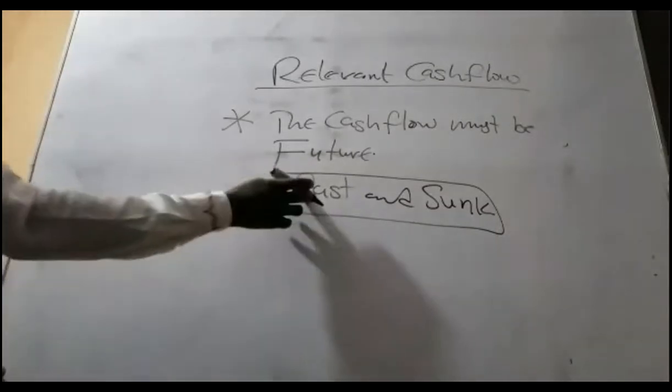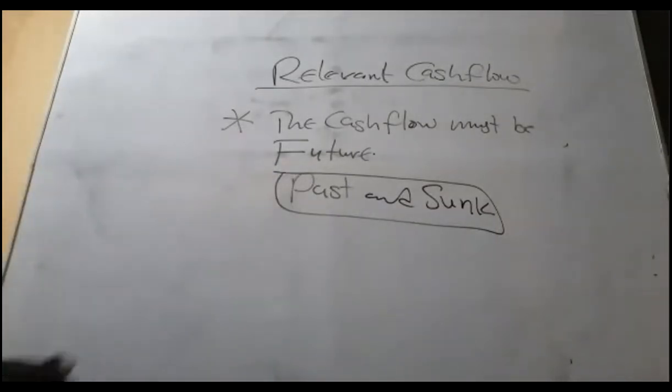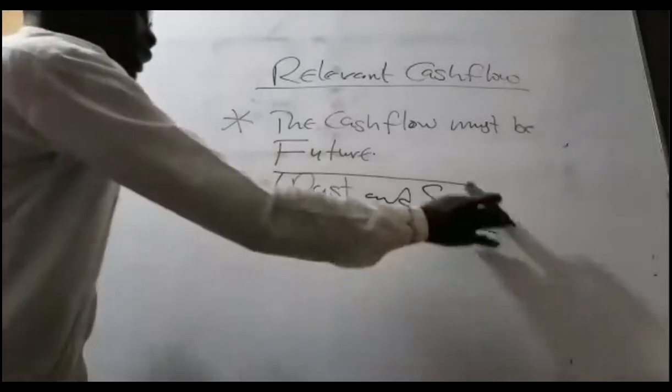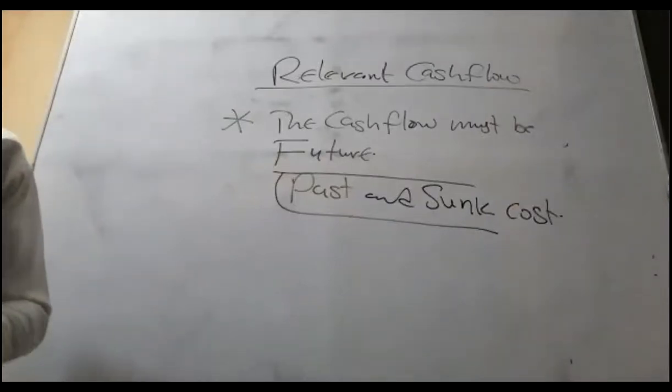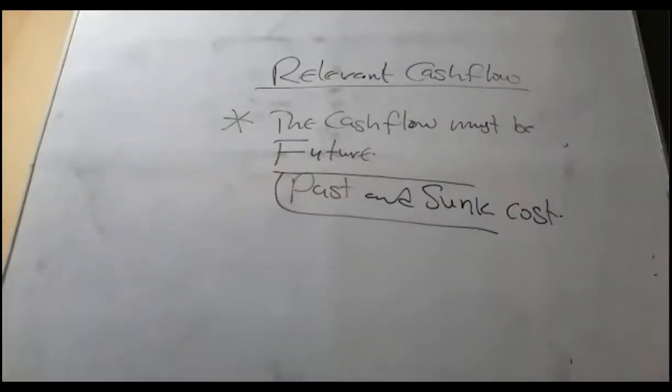Why? Because they are in the past, not in the future. A past cost has already been incurred, and a sunk cost is a cost that has been incurred and no future decision can change it, like a committed cost. So that is the first criterion. An example of a past or sunk cost is feasibility studies or research cost.